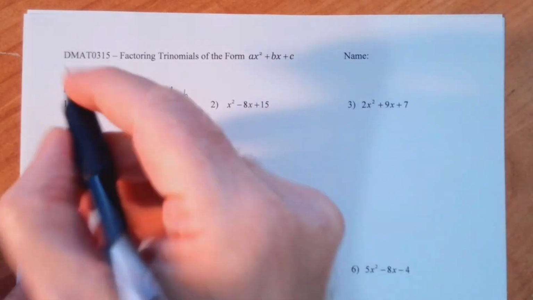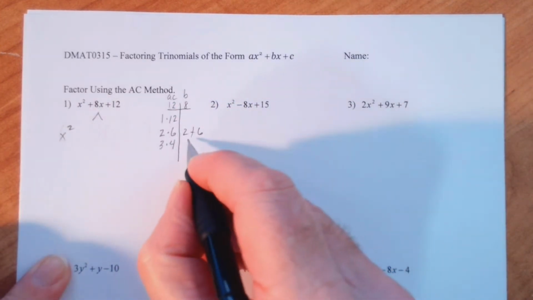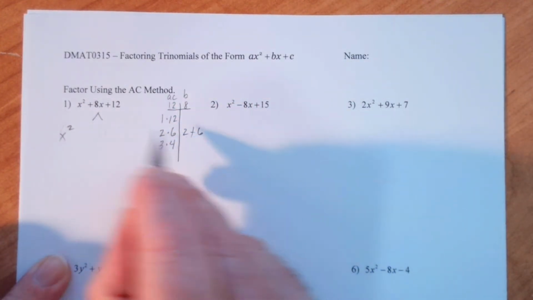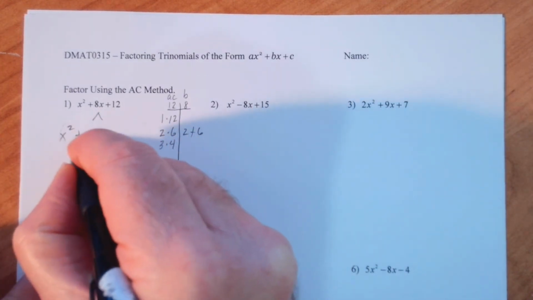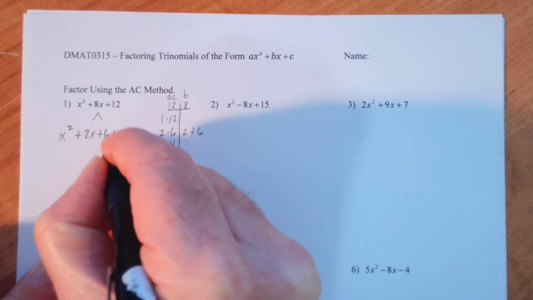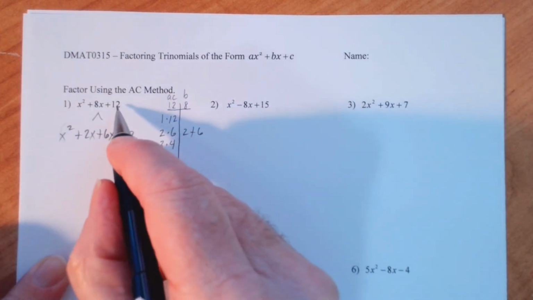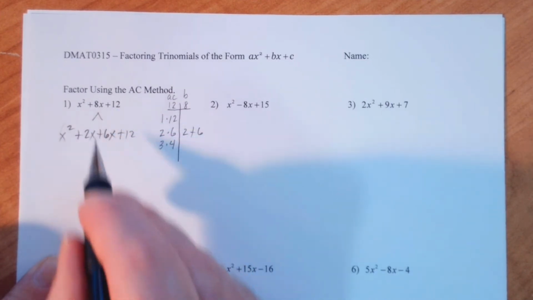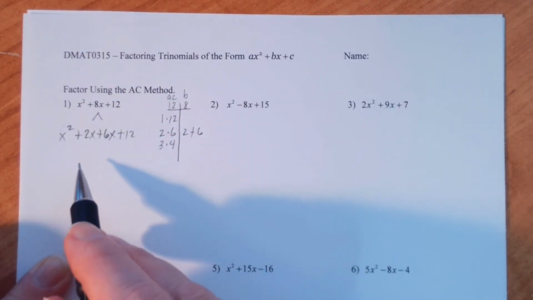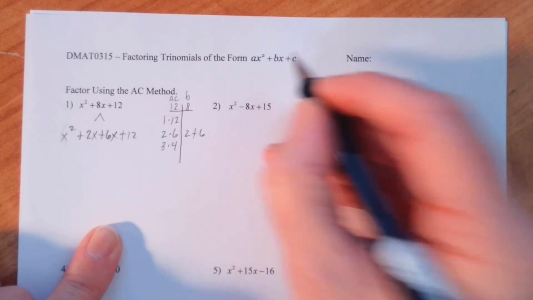So let's split our B term. We're going to rewrite the x squared, and we're using these numbers here to break the 8x into 2 terms. So we're going to use 2x and 6x, and then we'll bring the 12 down. So the x squared just comes down, the 12 comes down, and we're splitting this middle term. Sometimes I've heard this called the split B method, because we're going to split our B. Remember, B is the coefficient of x.